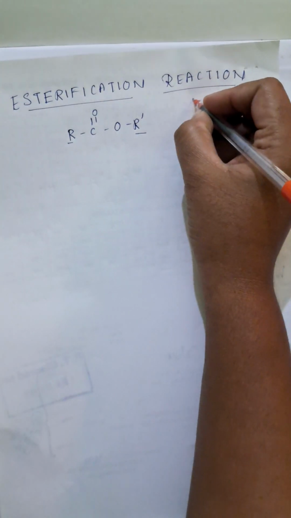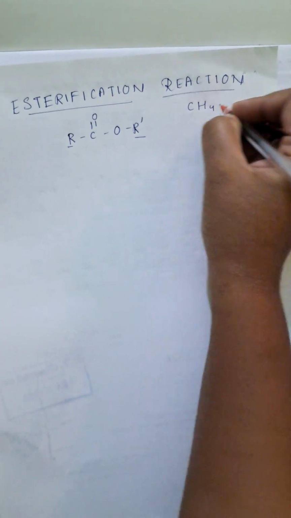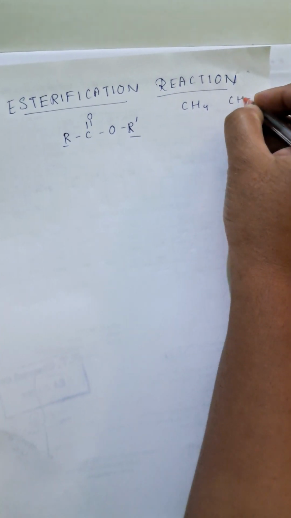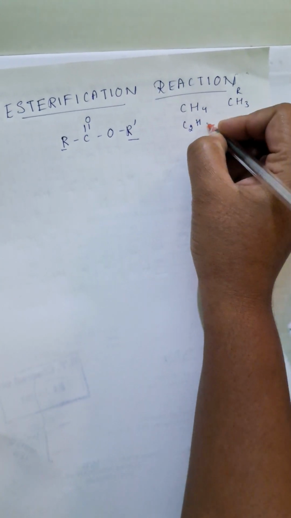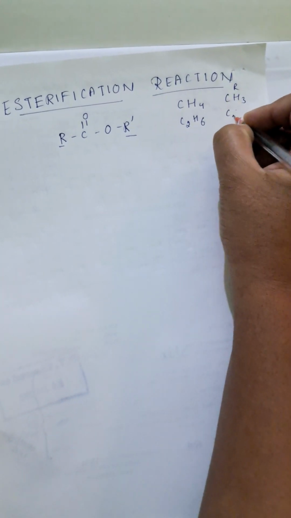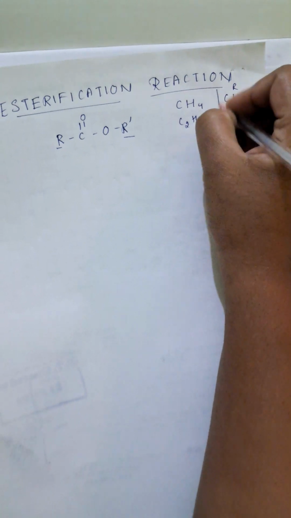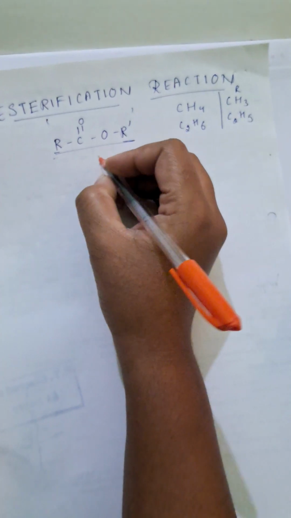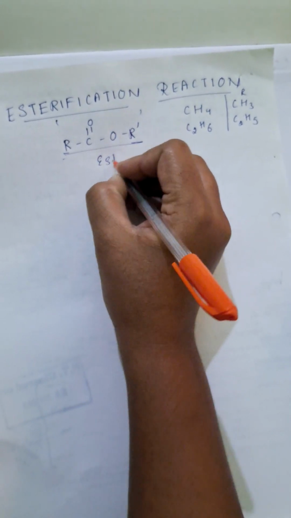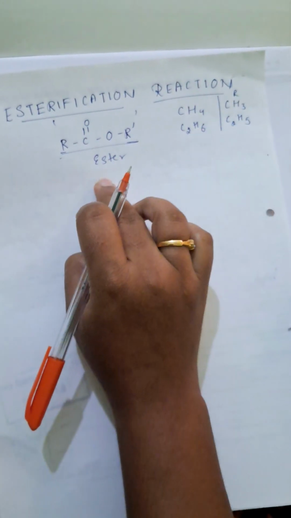Here R on either side indicates an alkyl group. An alkyl group is very simple: from alkanes, you just remove one hydrogen and it becomes alkyl. So methane becomes methyl, and ethane C2H6 becomes C2H5. These alkyl groups will be attached on either side. This is the general molecular formula for esters, and by the process of esterification, we are going to prepare esters.